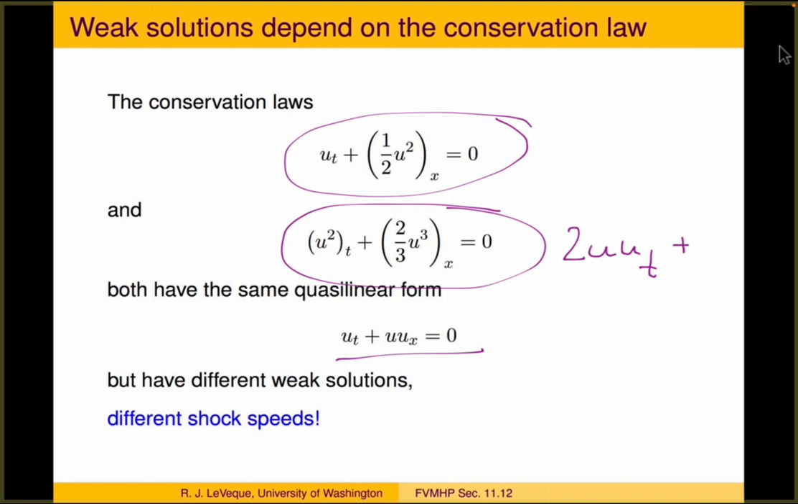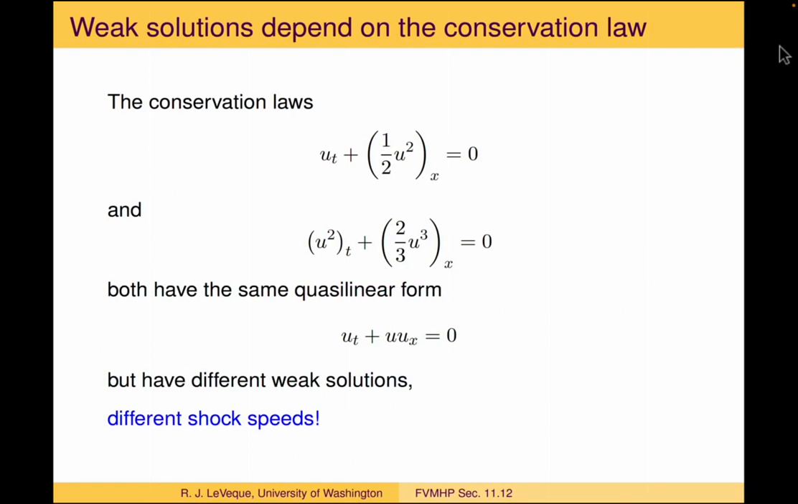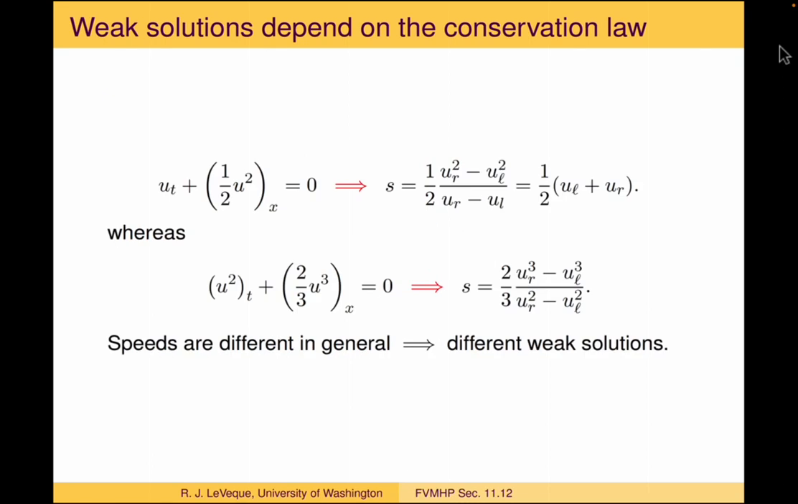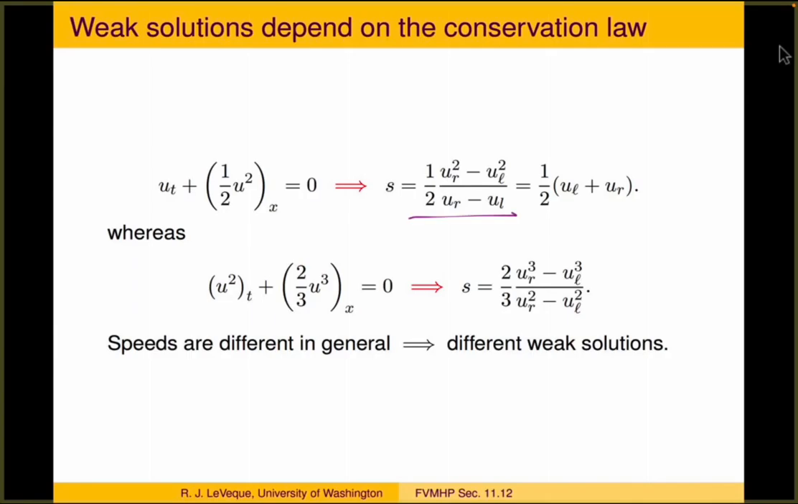However, if we look at the Rankine-Hugoniot condition that tells us what speed a shock goes at, we can easily compute that they have different shock speeds. So if we have a weak solution, they will be quite different. So here's the calculation of the Rankine-Hugoniot condition. For Burgers' equation, as we've seen before, the shock speed is the jump in flux divided by the jump in u, which you can simplify to just being the average of u left and u right.